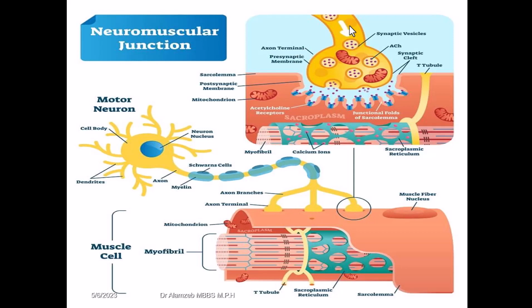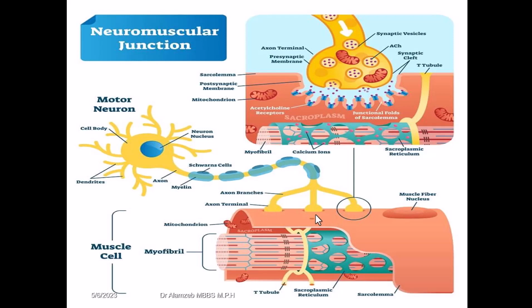Here you can see the axon terminal, which contains the mitochondria, the acetylcholine vesicle, the acetylcholine, and here we have the muscle fiber. Between the fiber and the nerve terminal, or the axon terminal, there is a space which is called the synaptic cleft.